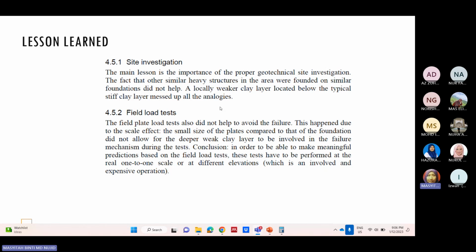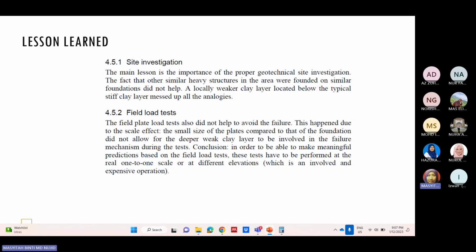So from this problem of the transgranular grain elevator, it is stated that the main lesson is the importance of proper geotechnical site investigation. The fact that other similar heavy structures in the area were founded on similar foundations did not help. It means they just relied on the past reports of other buildings, and they did not check the building footing size. So they relied on other people's reports, but did not check whether the foundation design was the same as the foundation design for their own building.